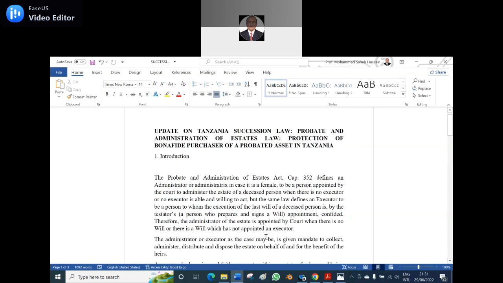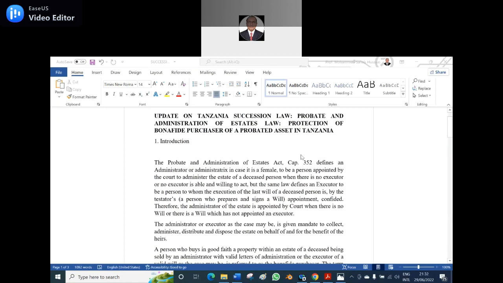Let us see an update on the Tanzania succession law. The succession law, probate and administration of estates law, and the protection of the bona fide purchaser of a probated asset in Tanzania. Number one, the introduction. When you see the Probate and Administration of Estates Act, there is a special act.